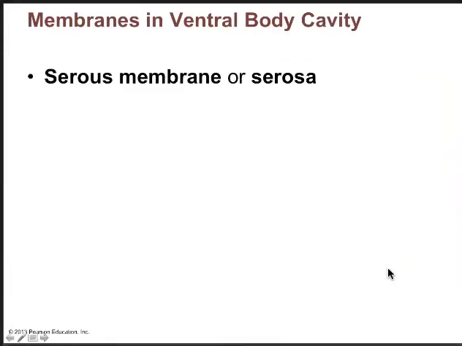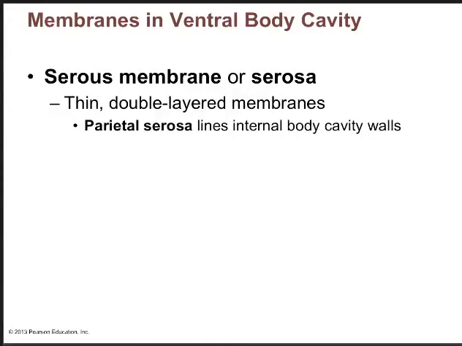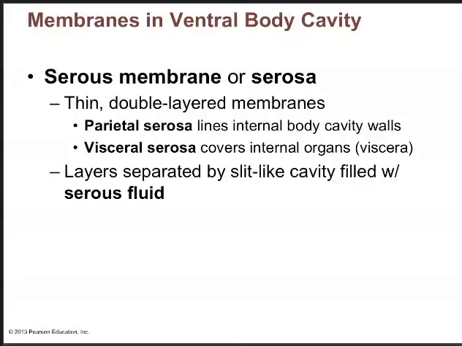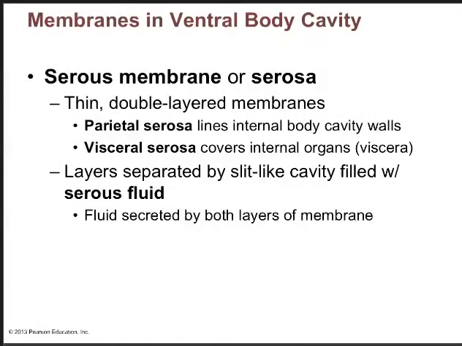Now, a lot of these organs are surrounded by serous membranes, also known as serosa. They're a double-layered membrane, and this is essentially a system whereby we can lubricate the organs so that when they move internally, they don't produce irritation, inflammation, and scarring. The parietal serosa lines the internal body cavity walls, while the visceral serosa covers the internal organs. And what they do is they secrete a fluid called serous fluid that lubricates the internal organs.